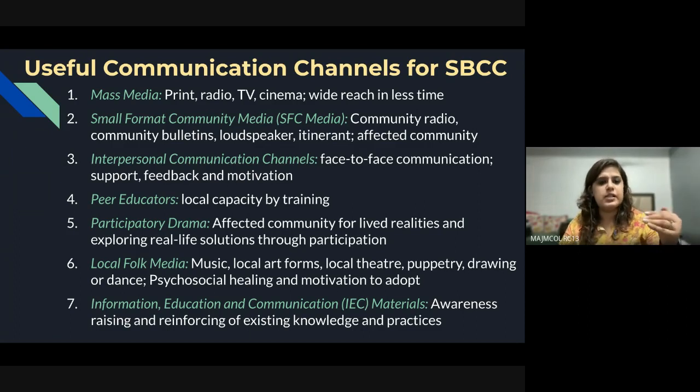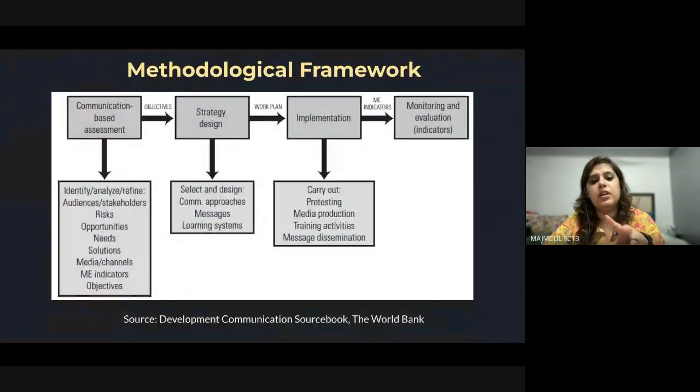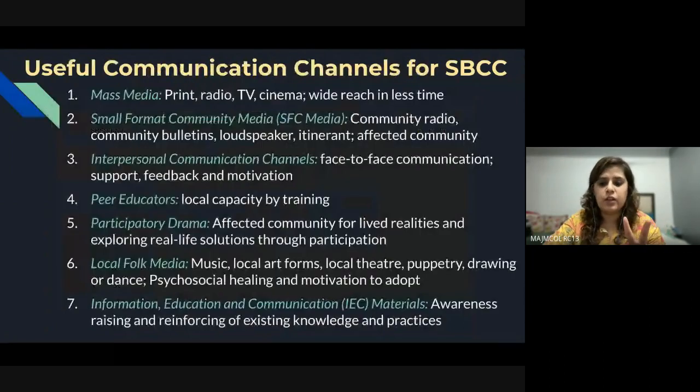So all of these channels can go hand in hand to communicate social and behavioral change communication, and can be used at the strategy design level. They can be used together, they can be used in pairs, or we can go ahead with just one communication channel for bringing about social and behavioral change. It entirely depends upon the issue at hand and the target audience that we're going to get our message across to.